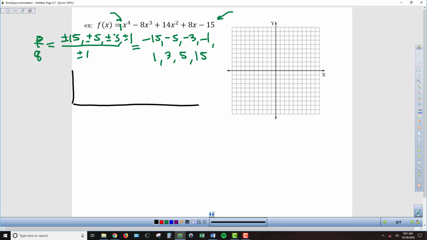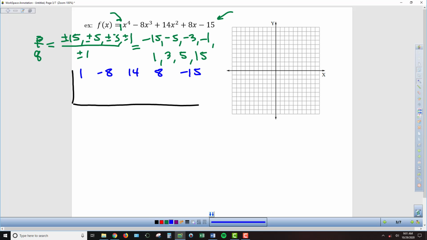Because if you'll recall, if something is a zero of a polynomial function, then you're going to get a remainder of 0 when you perform synthetic division. So we'll set on the inside our coefficients. So we can set 1, negative 8, 14, 8, and negative 15. There are no terms that are skipped, so no zeros for placeholders.